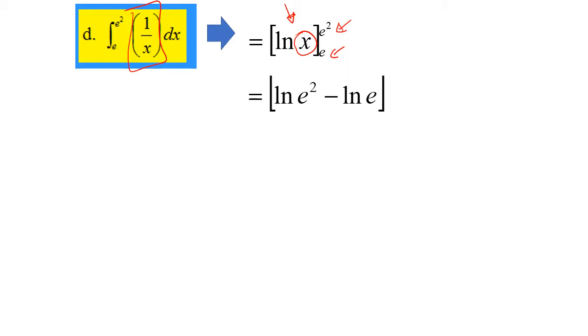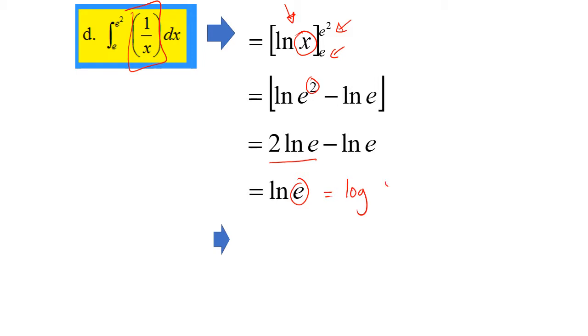Then, after we apply the properties of logarithm, we have to bring the power in front of ln. So it will be 2 ln e minus ln e, and the final answer should be ln e. As we know, when the base of the logarithm is equal to this one, because of log base e, it will be equal to 1.